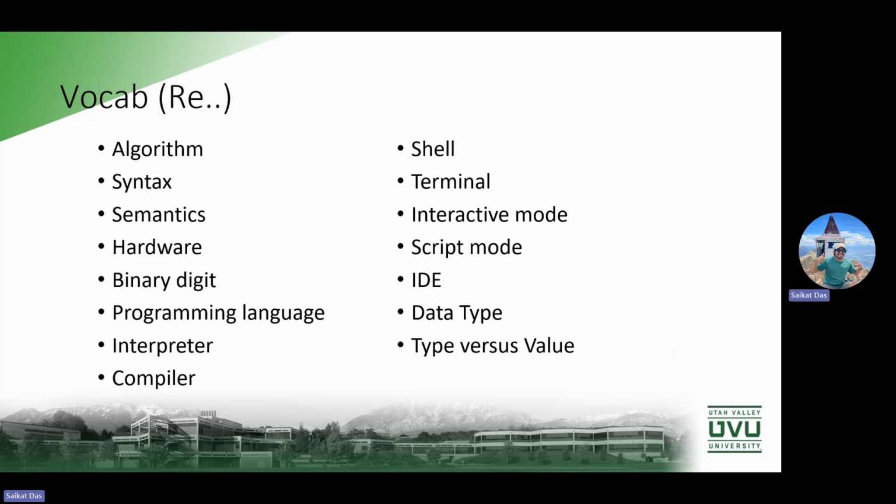This is the vocabulary we have learned: algorithms, syntax, semantics. I haven't covered syntax and semantics, but this week I'll be covering syntactical and semantic. Hardware we have already done. Binary digits, 1 and 0, programming languages, interpreter, compiler. Those are the important things. What's the difference between interpreter and compiler?